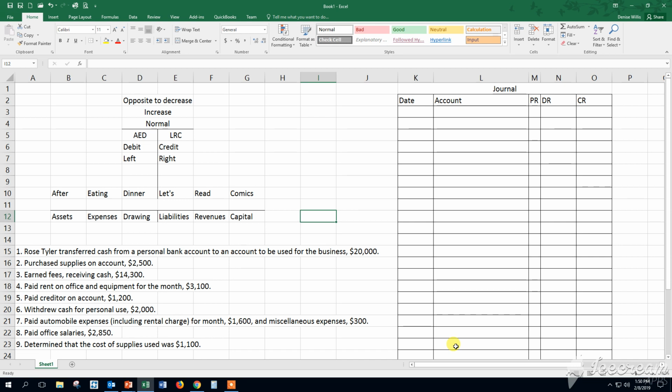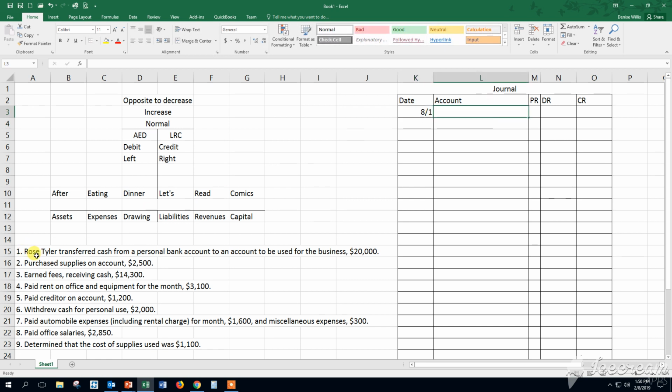Okay, so we've explained normal balances. Now we're going to use this series of transactions over here to practice making journal entries. There are no dates given, so I'm just going to make up some dates. Let's say we're starting all this out on August 1st. Okay, now read number 1 here.